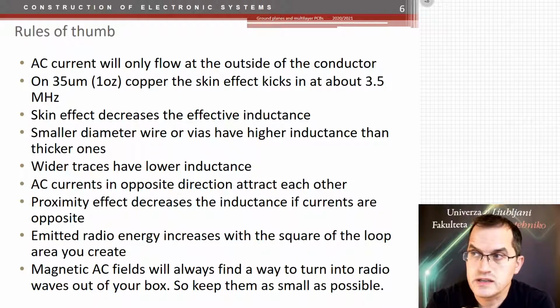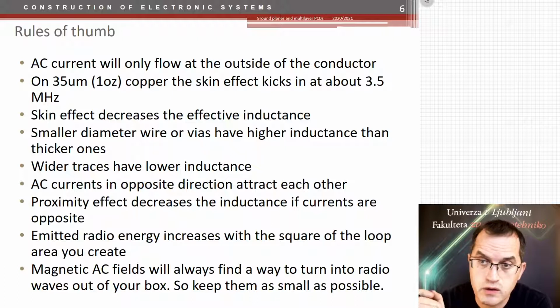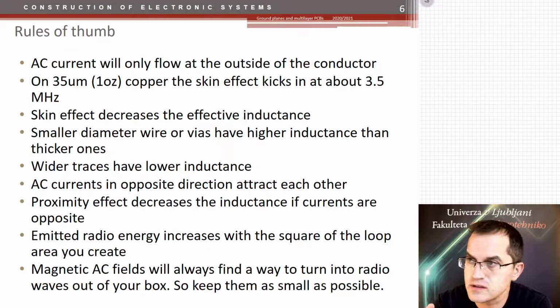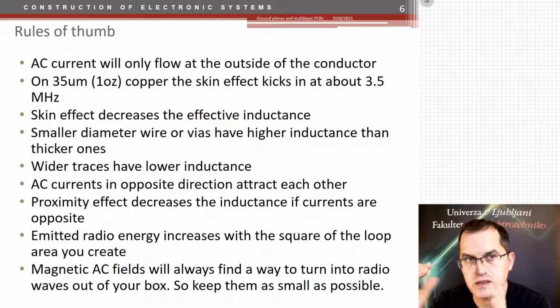The skin effect decreases the effective inductance, so the skin effect helps you to decrease the inductiveness of the loop. Small diameter wires or thin tracks have larger inductance. The wider traces have lower inductance. And AC currents running in opposite directions, the differential currents, attract each other. The common mode currents are flowing out at the outer surface.